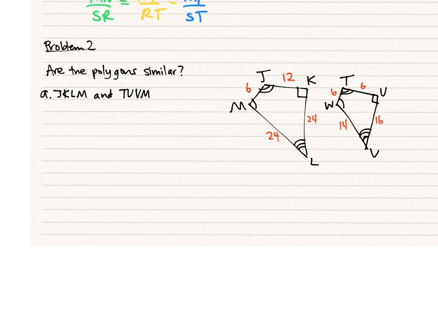And then we just have to test that the corresponding sides are in proportion. So we can see here, this one is 24 and this one is 24, but this one is 14 and this is 16. So in order for them to be in proportion, these would have to be the same proportion. 24 divided by 14 would have to be the same as 24 divided by 16. But obviously, that is not true. So they are not similar. So the answer here is no. Corresponding sides are not in proportion.